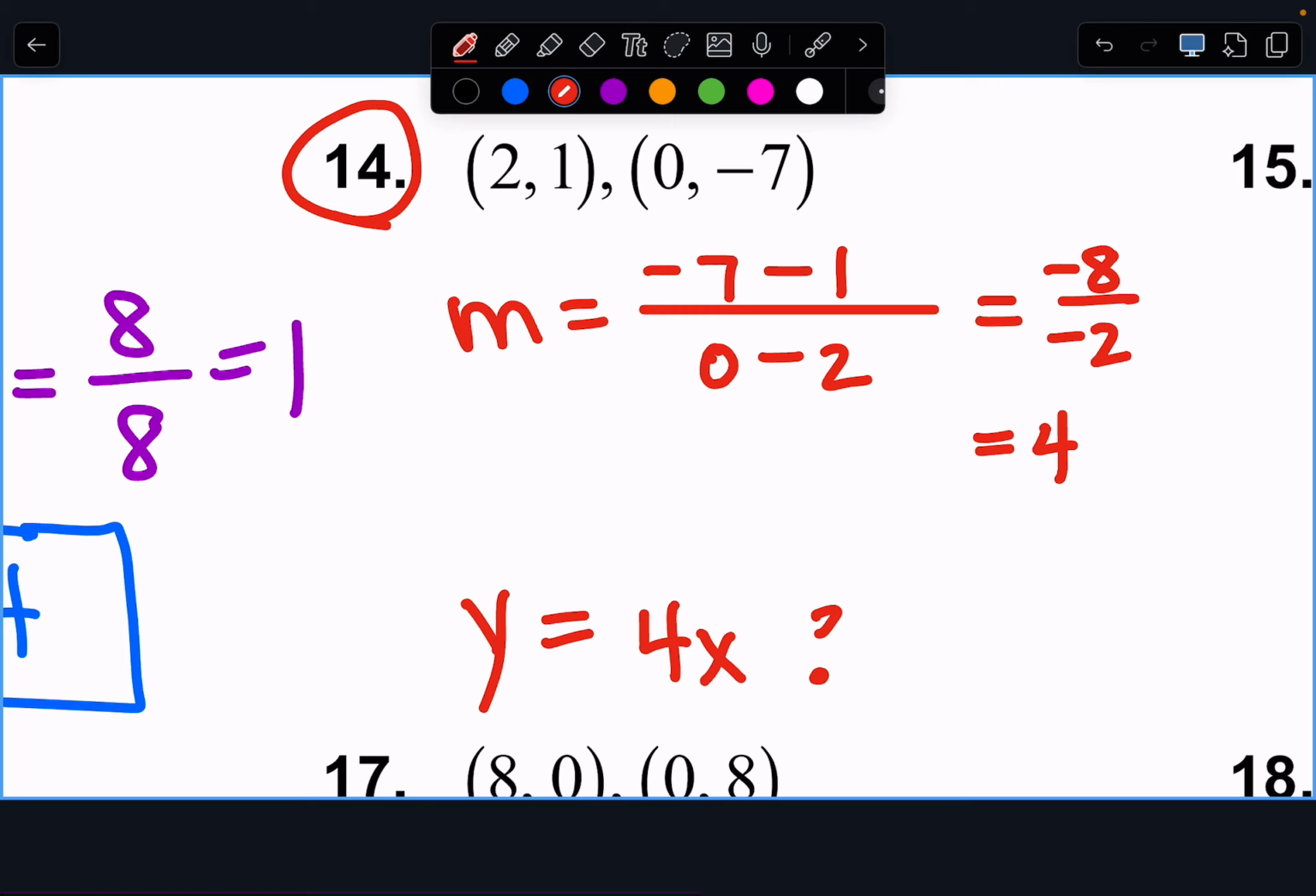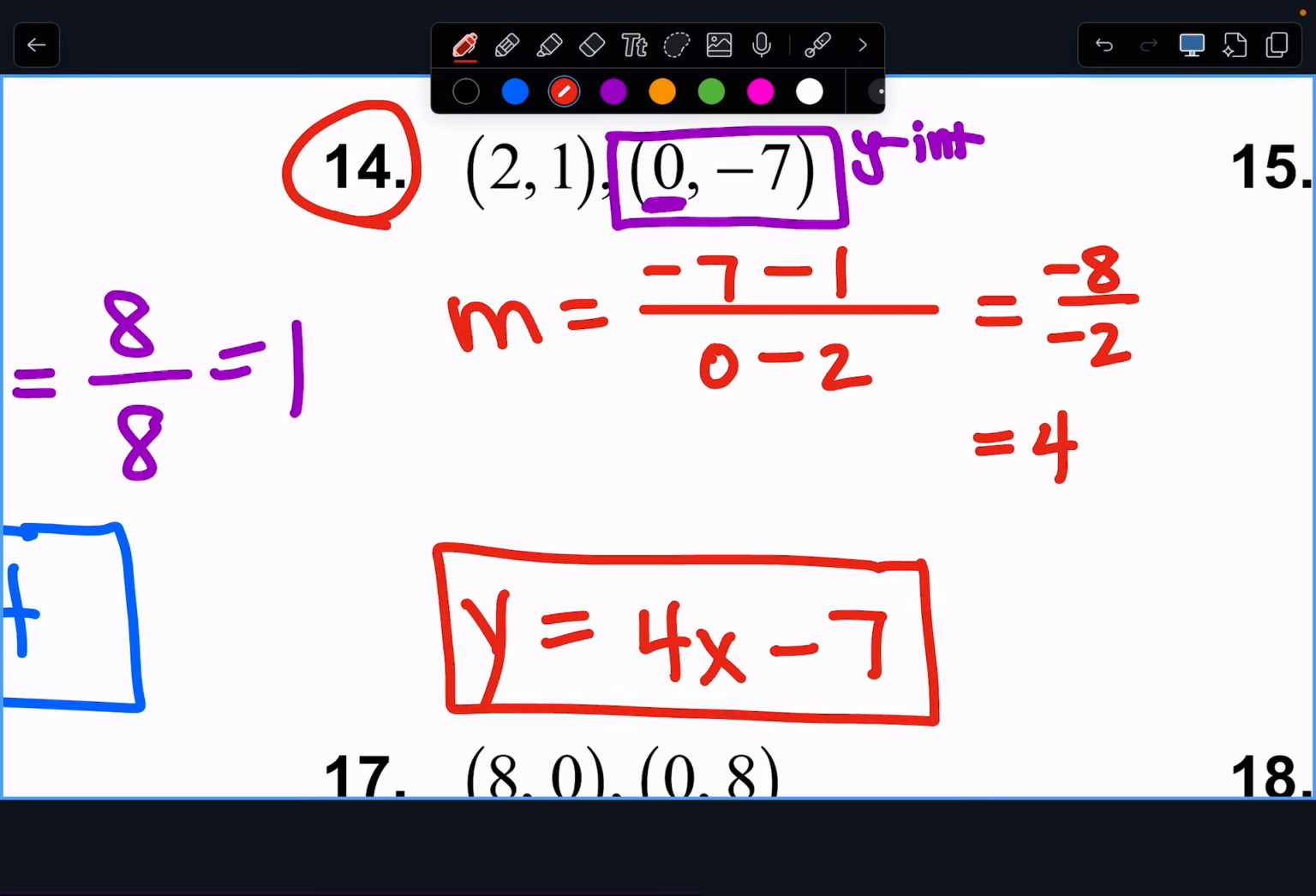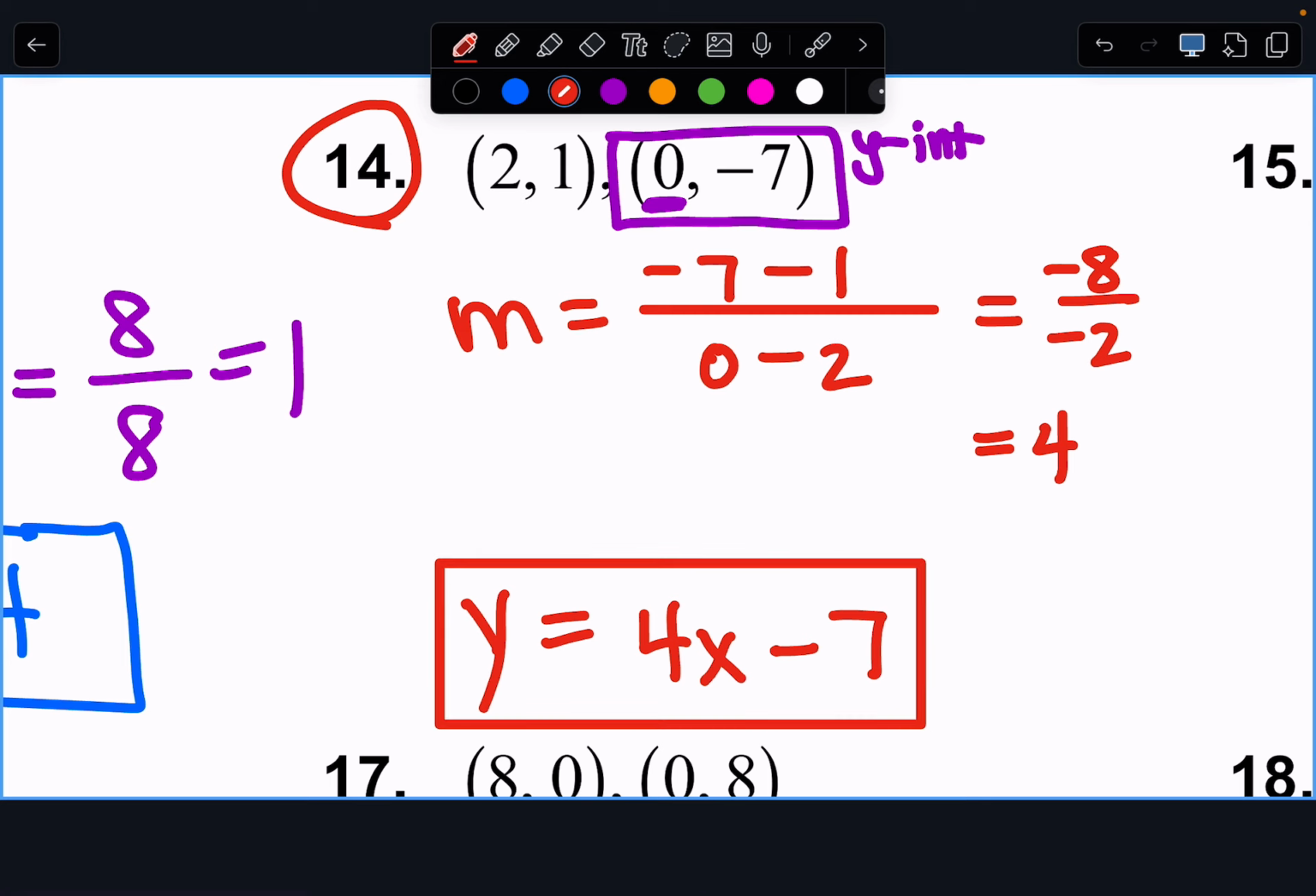So let's go up here. Do one of our coordinates have an x of 0? Okay. This is our y-intercept since our x is 0. So Zoe, what should go here? Minus 7. There we go. Fair?